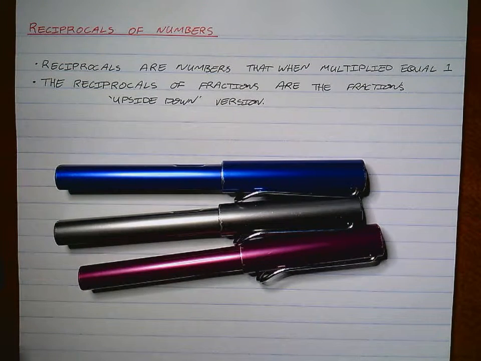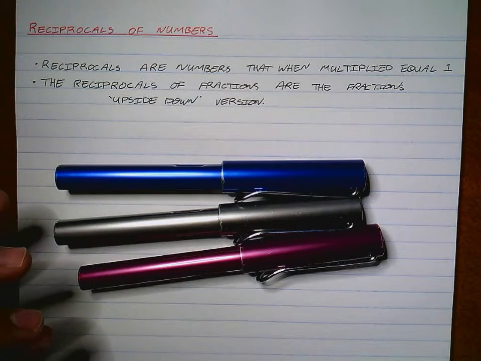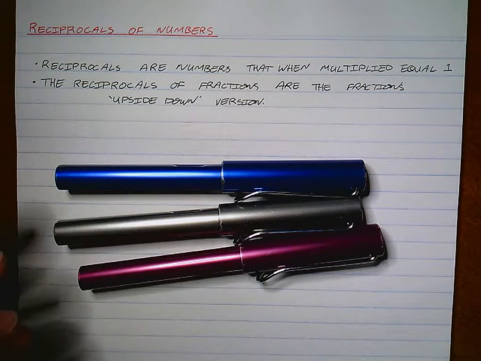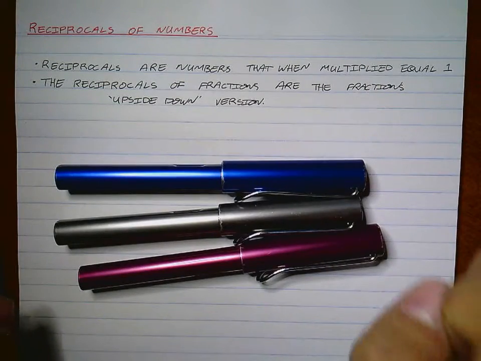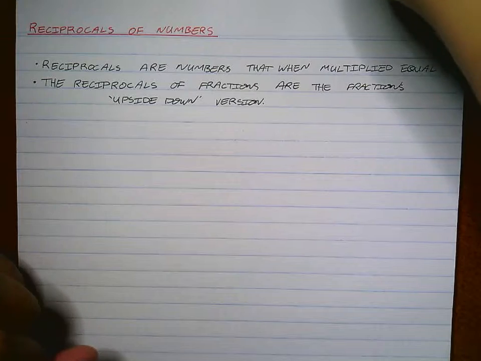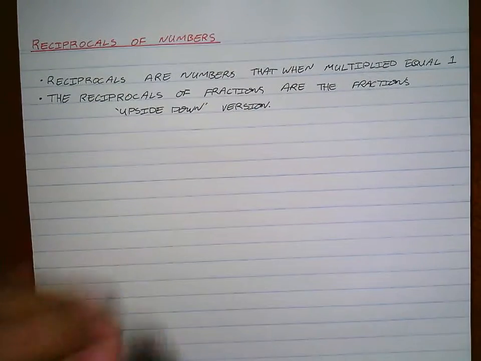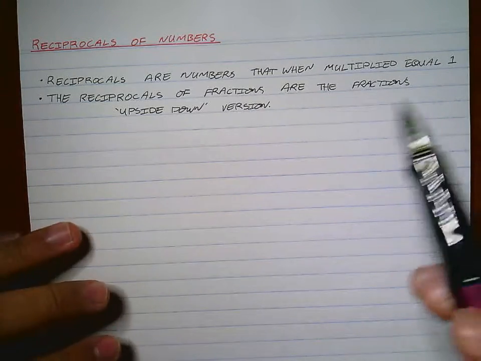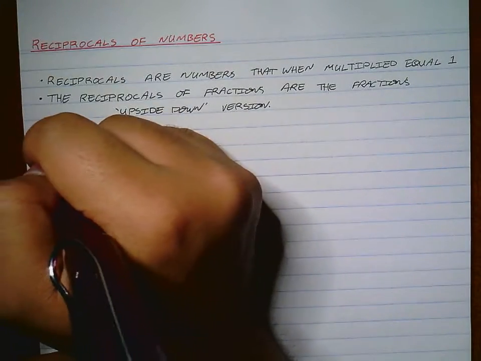Reciprocals are numbers that when multiplied together equal 1. The reciprocals of fractions are the fractions' upside down version. Let's take a look at what we mean by that. Let's take a look at the following fractions so we understand what reciprocals are.